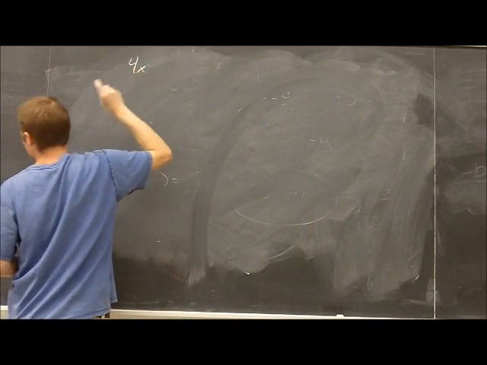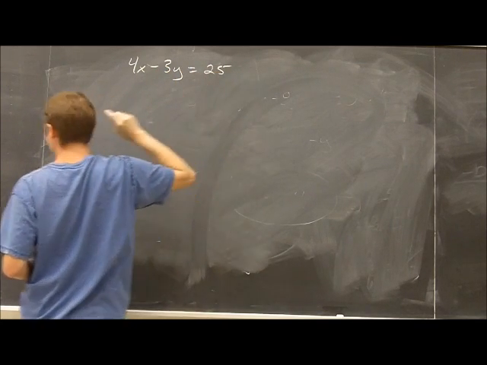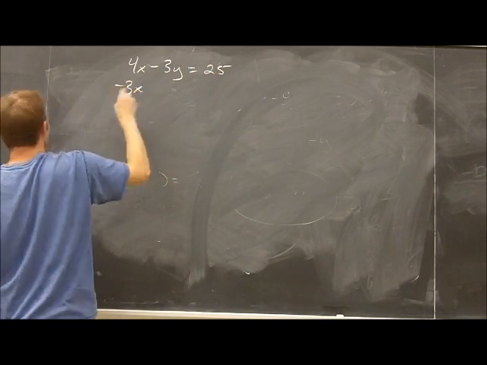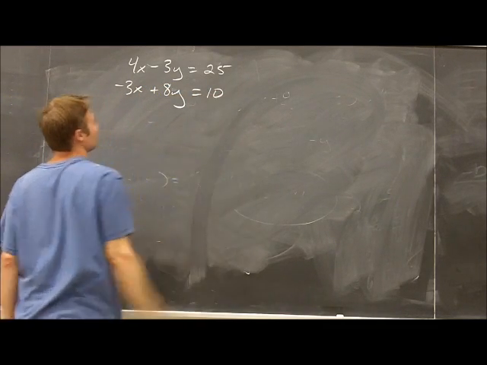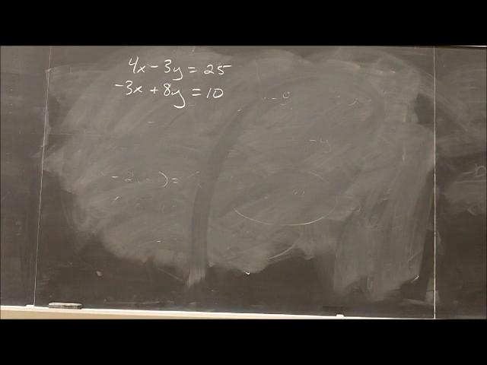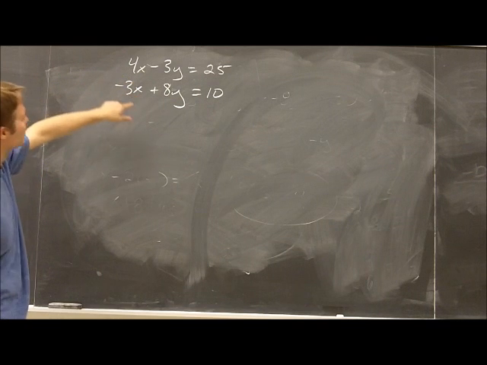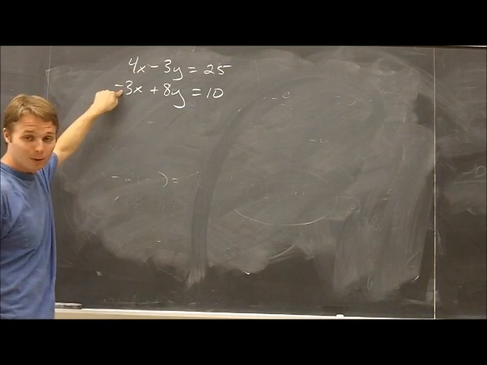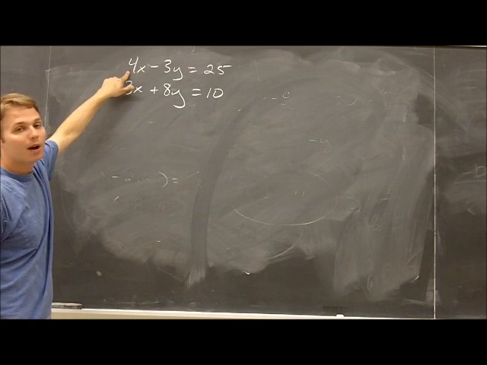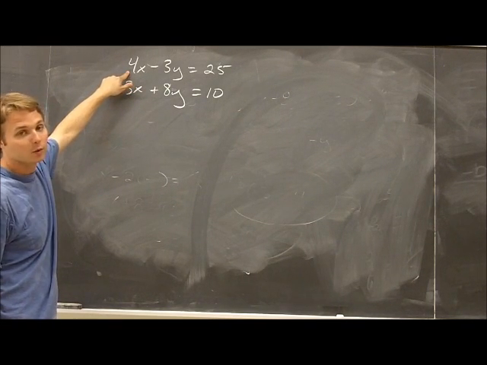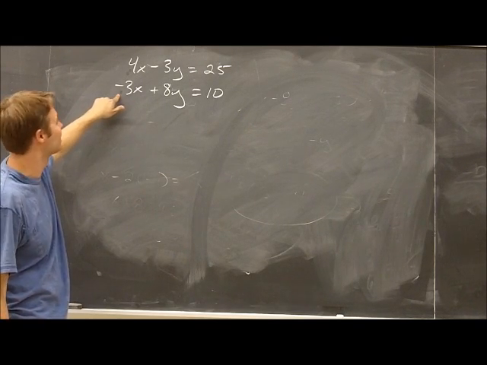So 4x minus 3y is equal to 25. Negative 3x plus 8y is equal to 10. In this case, I can't really just change one set of numbers, but I do notice that 4 and 3 are both multiples of 12. So if I could multiply this by a positive 3, I'll get a positive 12x. If I multiply this one by a positive 4, I'll have a negative 12x here.